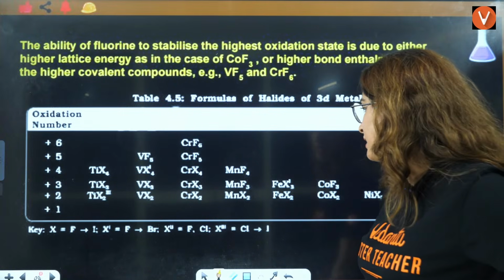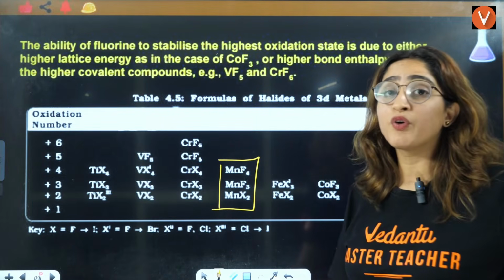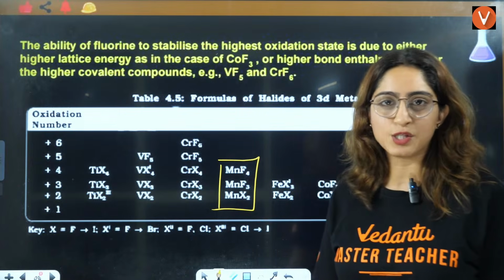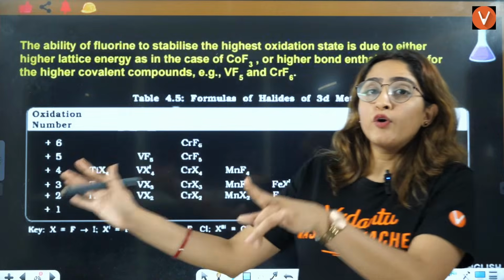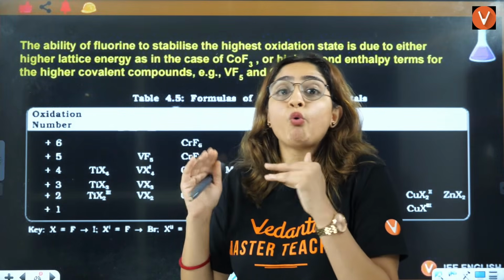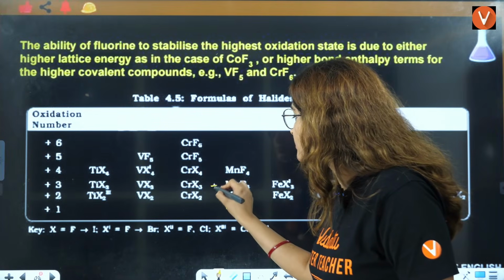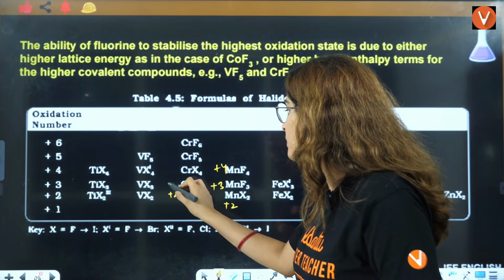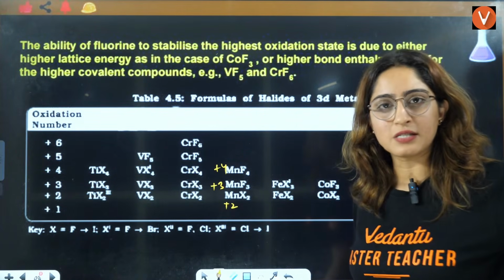Can you see here? Let's focus on manganese. We know that manganese shows the +7 oxidation state as well, right? So the first thing we can see is that with fluorine, it is definitely existing in more than one oxidation state. Here it is +2, here it is +3, here it is +4. Chromium also exists in +2, +3, +4, +5, +6, all these oxidation states, right?